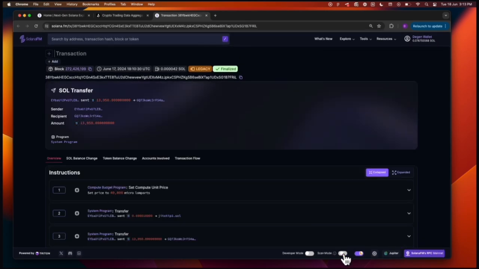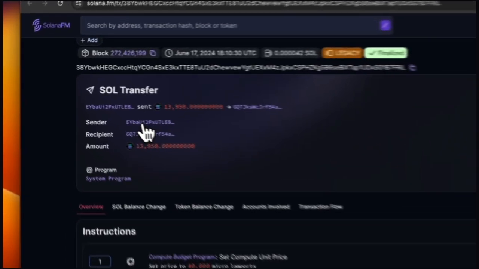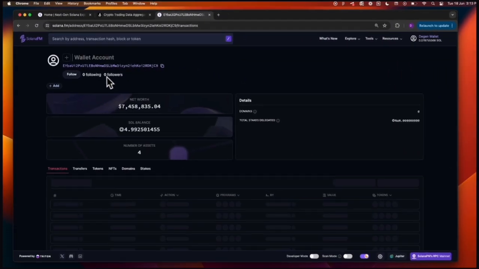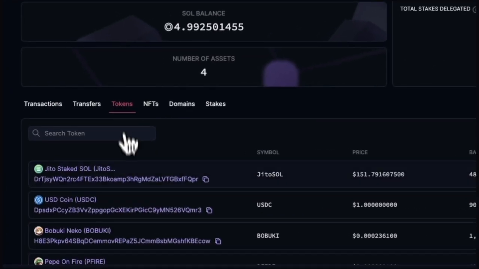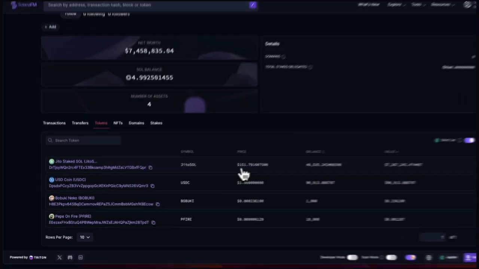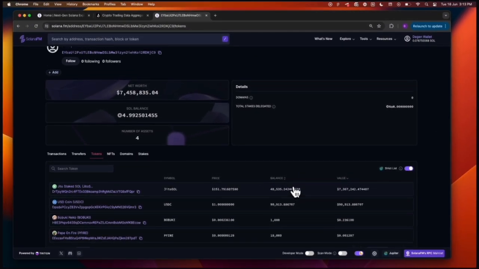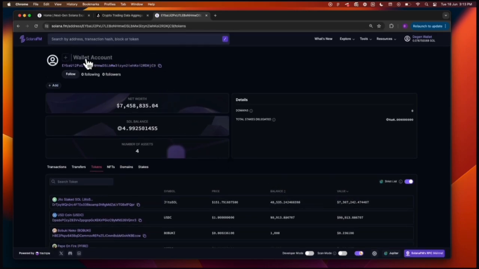Okay, let's get out of scan mode and dive deeper into the actual account. As you can see, this is a true whale account, has a net worth of almost 7.5 million. You can see the various tokens it has and the crazy amount of Jito staked SOL, likely stemming from the previous transaction. So I'm actually curious to keep tabs on this account, so I'm going to label it.